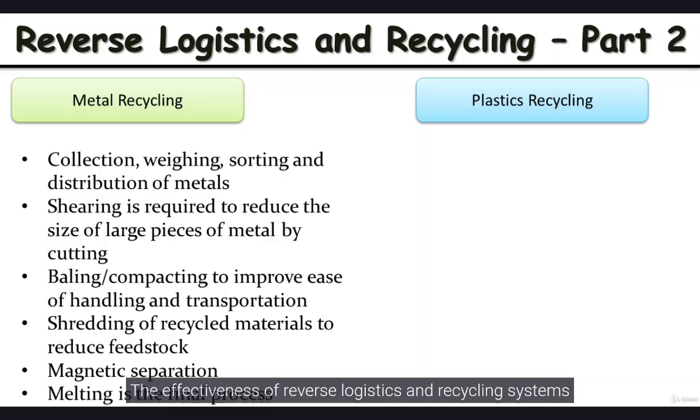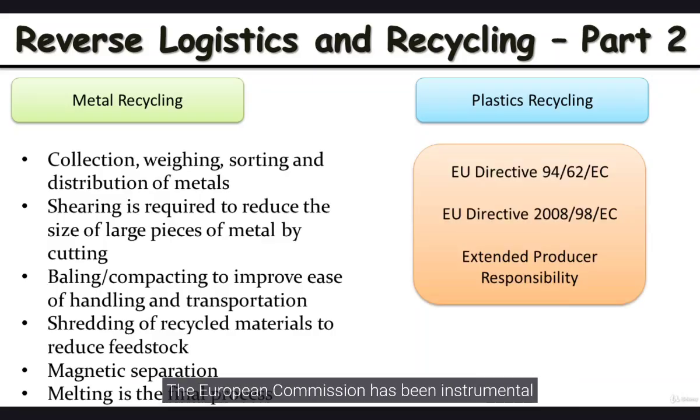The effectiveness of reverse logistics and recycling systems depends partly on the regulations. The European Commission has been instrumental in setting up regulations driving the reverse and recycling movements in Europe. For packaging materials, European Union Directive 94/62 on packaging and packaging waste set targets for member states to collect 60% of glass, paper and board, 50% of metals, 22.5% of plastic, and 15% of wood by 2008.